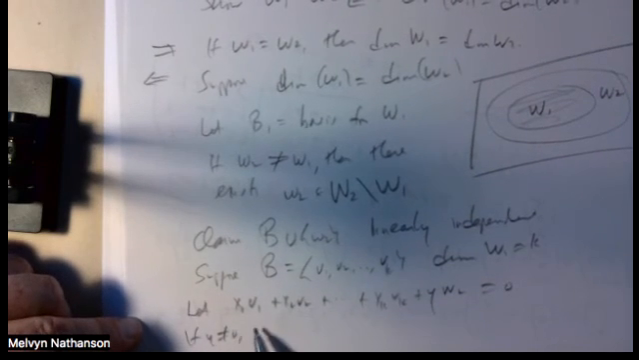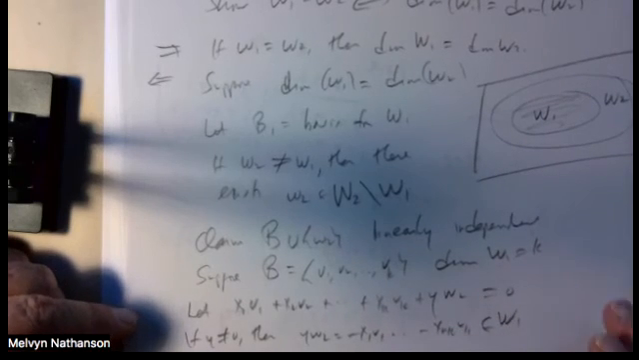If y is not 0, then you can solve this equation for w2. You get y w2 is minus x1 b1 minus xk bk. But this is a vector in W1, which is impossible because w2 is not in W1. So y has to be 0, but then all the other x's are 0, because these vectors are a basis, so they are linearly independent.